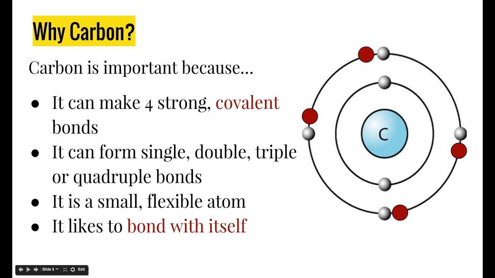Like I said before, it's only got 6 protons, which makes it a small and flexible atom, meaning that it can fit into small spaces without needing to change the shape of molecules very much. And the last one is that it likes to bond with itself. So you can get long chains of carbon bonded to other carbon atoms, bonded to other carbon atoms, which is very important for when we're looking at our living molecules, our biological molecules.